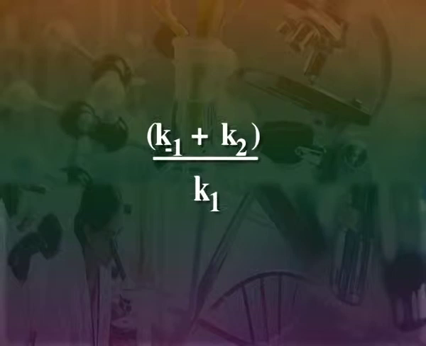This Km has units of concentration. It has been derived as K minus 1 plus K2, divided by K1. We have already seen what K minus 1, K2 and K1 are. They are rate constants of the enzymatic reaction. So, K minus 1 plus K2 divided by K1 is nothing but Km.